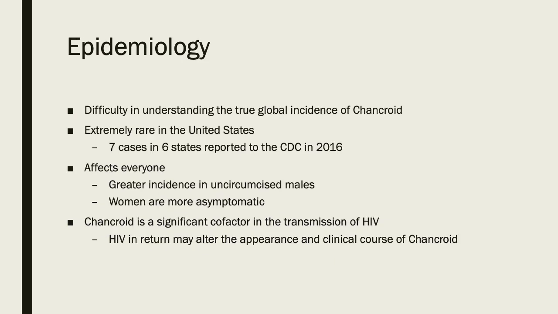Challenges to understanding the true global incidence of chancroid are based on difficulties in isolating the causative agent and the limited diagnostic and surveillance modalities available to the clinician. Part of the problem is that chancroid is often lumped in with other conditions under the term genital ulcer disease. Chancroid is extremely rare in the United States and other developed countries. However, infection is still shown to occur in Asia, Africa, and in the Caribbean. In the United States, only 7 cases in 6 states were reported to the Centers for Disease Control and Prevention in 2016. The reported cases involved a spectrum of individuals, including minorities, heterosexuals, and prostitutes.